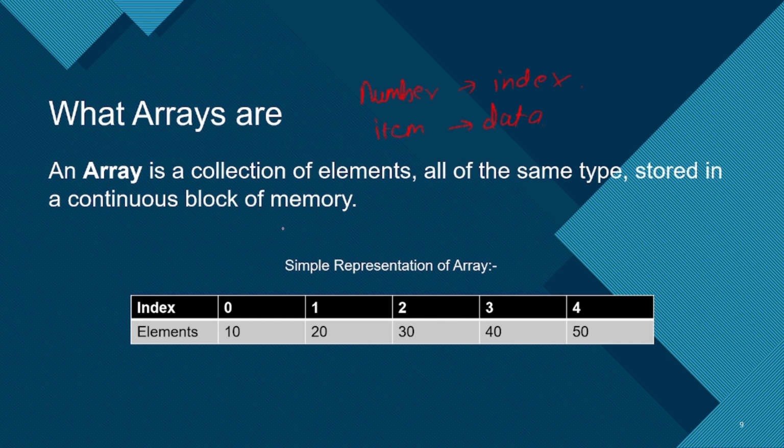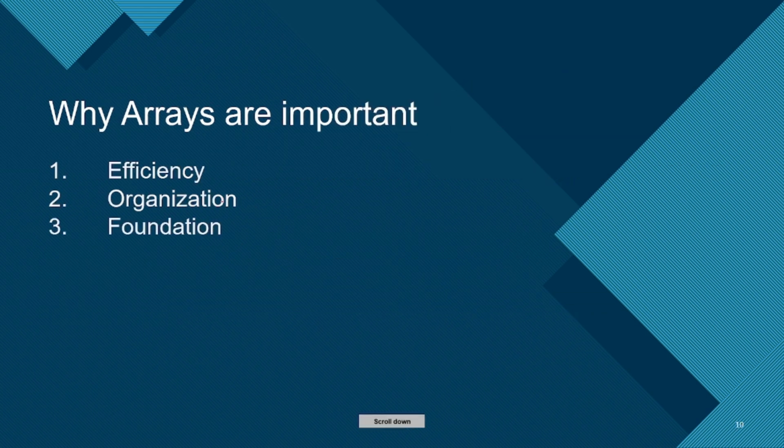So the next question is, why are arrays important? Because of efficiency, organization and foundation. Efficiency means the array provides fast access to elements using their indexes, so it means fast indexing. The next is organization. That is, arrays help store data systematically, making it easier to process.